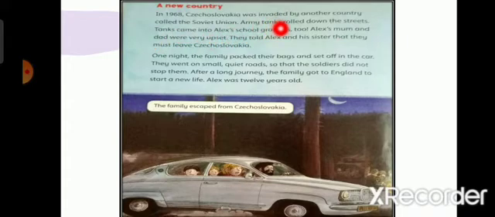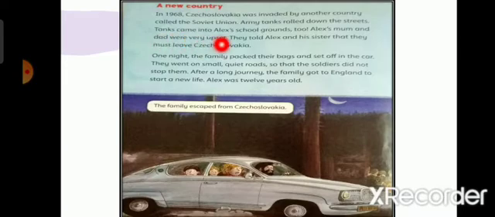Invaded. Invaded is when an armed force enters a country or a region to occupy or attack it. That is called invaded. And what happened? The Soviet Union attacked Czechoslovakia in 1968. Army tanks rolled down the streets. Rolled down the streets, it is a phrase. It means army tanks of the Soviet Union were moving freely in the streets of Czechoslovakia.